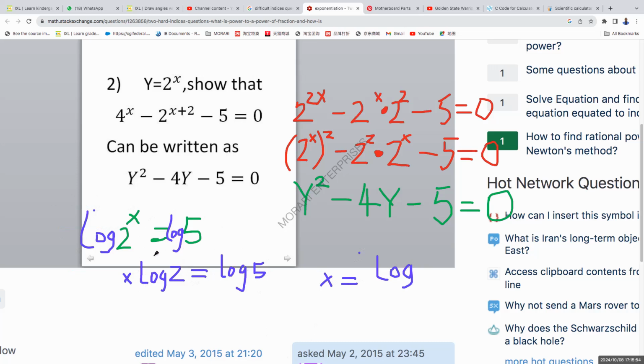X times log 2 is not the same as log 2 times x. Then you divide both sides by log 2. So the answer is x equals log 5 over log 2. That's the answer of x. So they will be asking you this question at GCE. You would have already studied your log, and that will be your final answer.